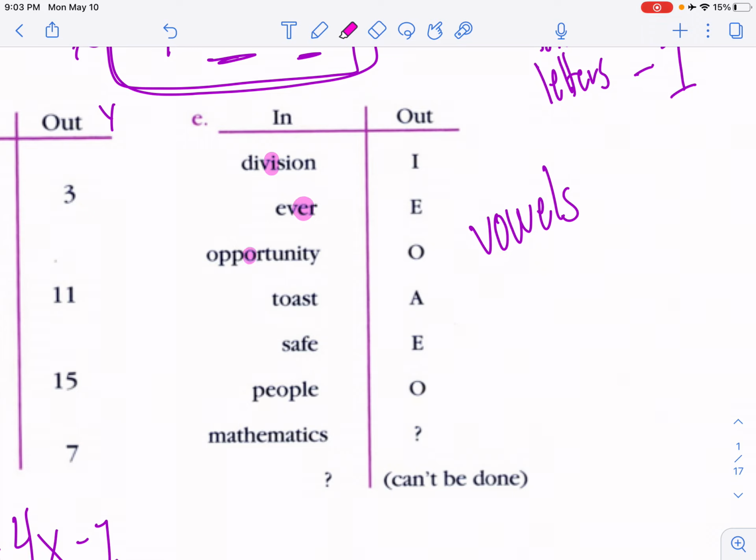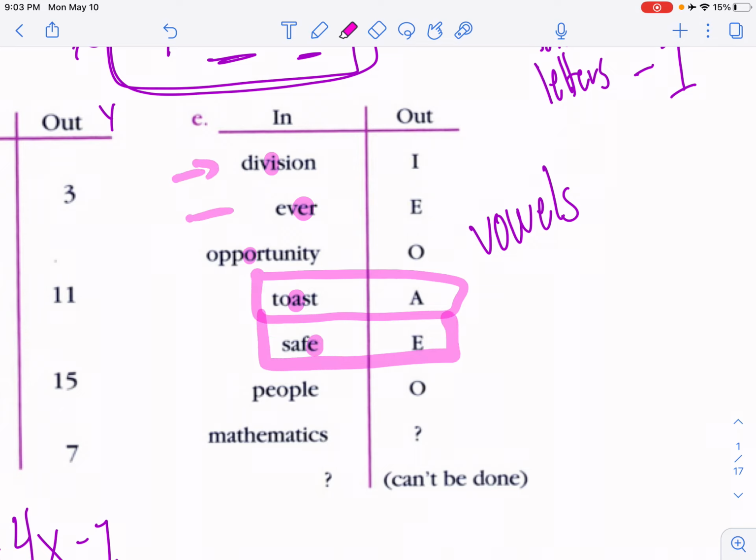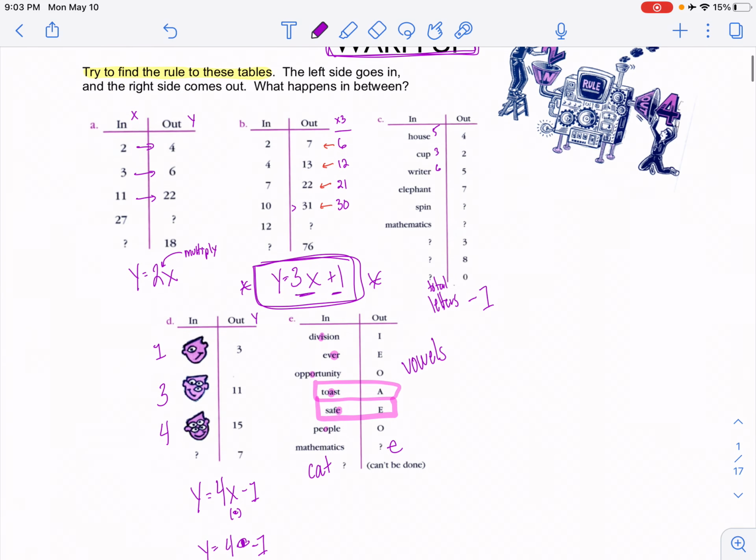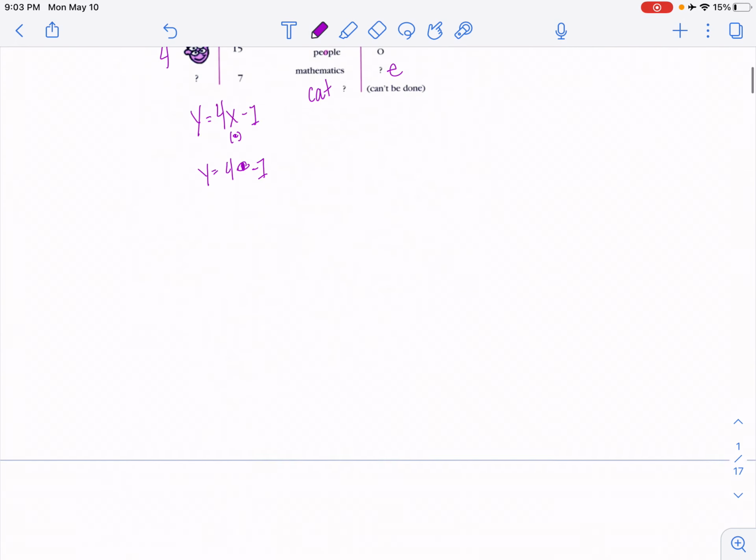So here, the best tip is toast, actually, and safe, because it's the second one. These are actually not that helpful because there's lots of different vowels there. Okay, and I shows up many times, and E shows up twice, and O shows up a few times. But safe and toast were kind of your really helpful ones there. People, and then mathematics would be the E. Can't be done. Well, that's going to be anything that's got only one vowel, like the word cat. Okay, so that gets you primed for the idea of functions. Hopefully you had a good time with those, and let's keep moving on.